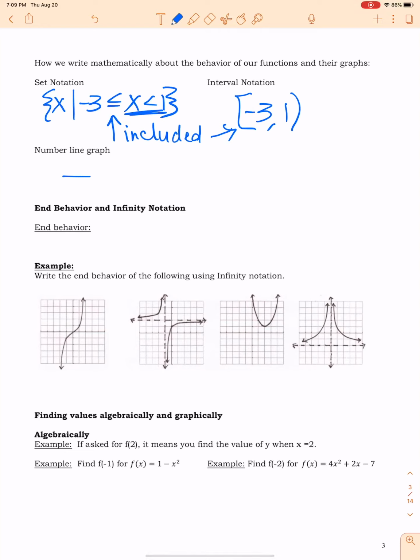If you can visualize that on the number line, it really helps to understand it a little bit better. So let's just look at that. I'm going to have a closed circle at -3, an open circle at 1, and all the values in between, because x is less than 1 right here, and x is greater than or equal to -3. That's why I have a closed circle.